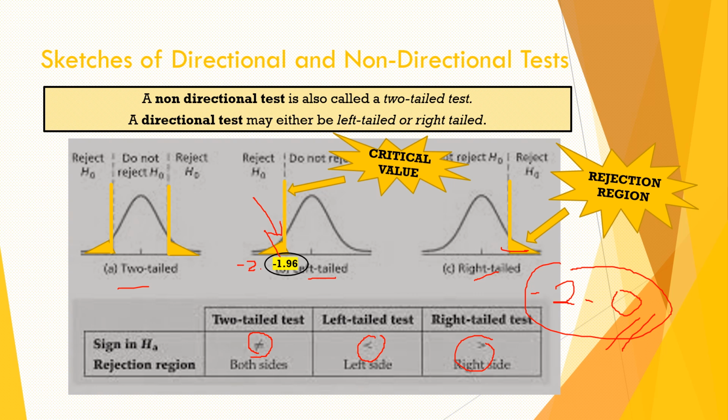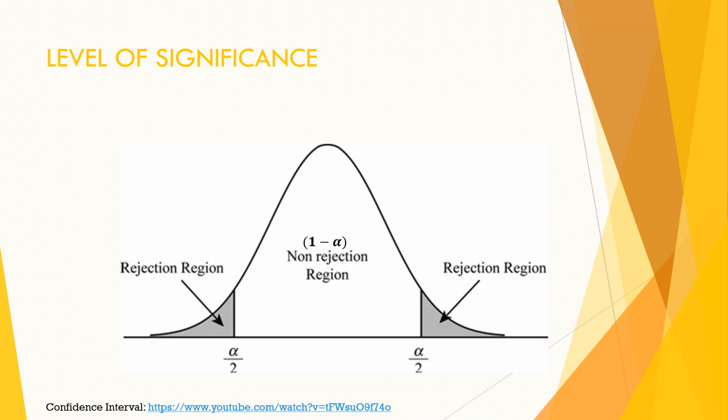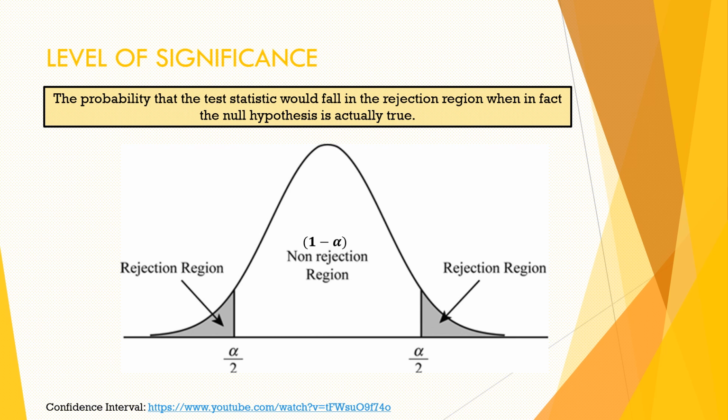This is how our sketches of the normal curve will look when it is two-tailed, when it is left-tailed, and when it is right-tailed. Next we will discuss the level of significance. So what is level of significance? Level of significance is the probability that the test statistic would fall in the rejection region when in fact the null hypothesis is actually true.